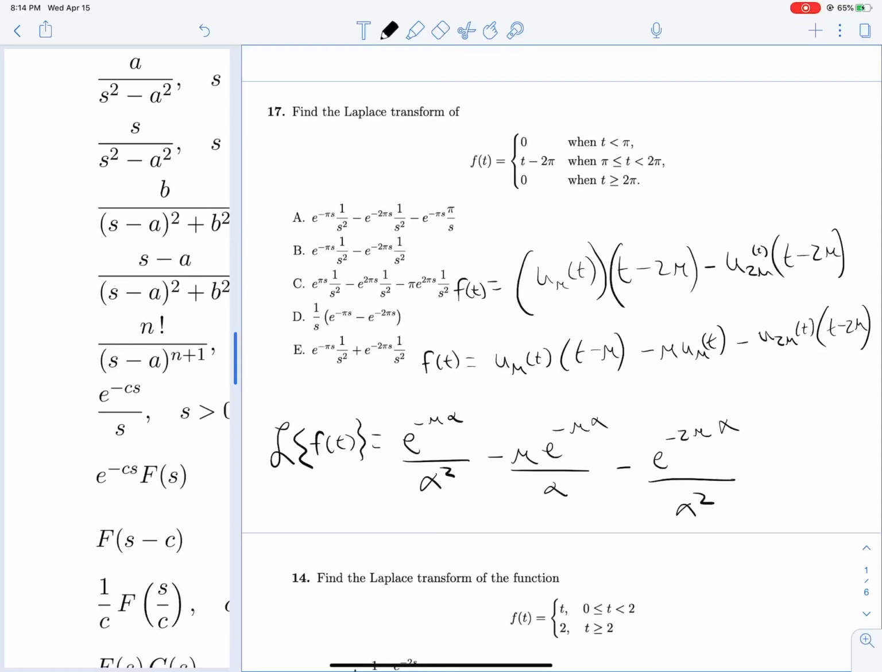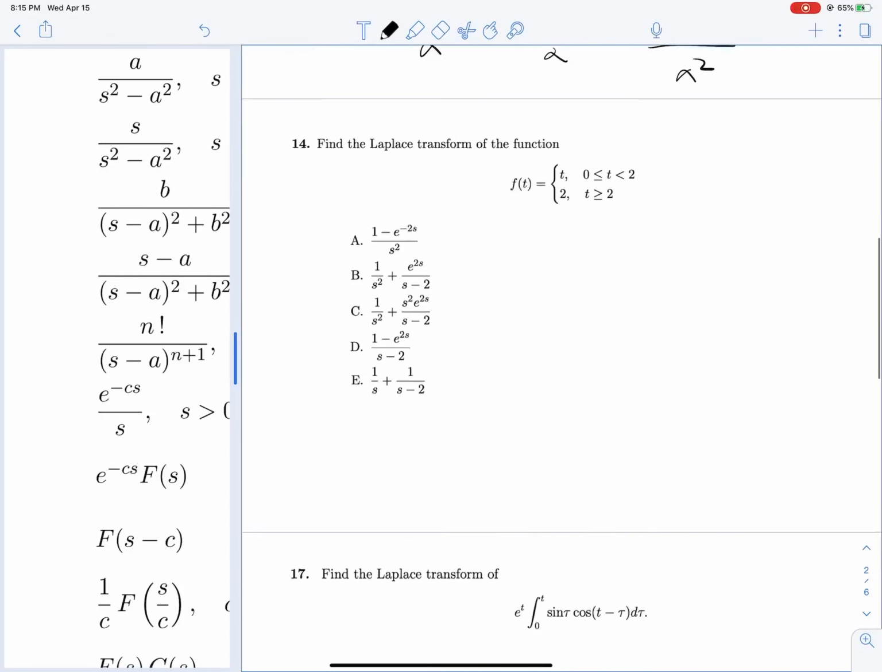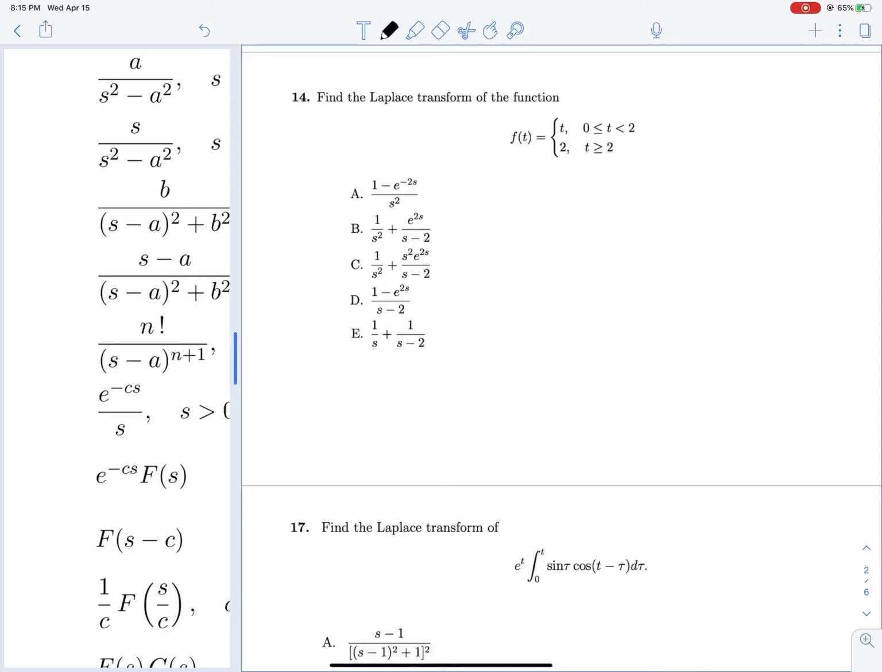And that leads us to which one of these? I need to check through this. e to the negative pi alpha over alpha squared minus pi over alpha e to the negative pi alpha, yep, okay, just making sure we're good there. Problem 14, we're finding the Laplace transform of this function.